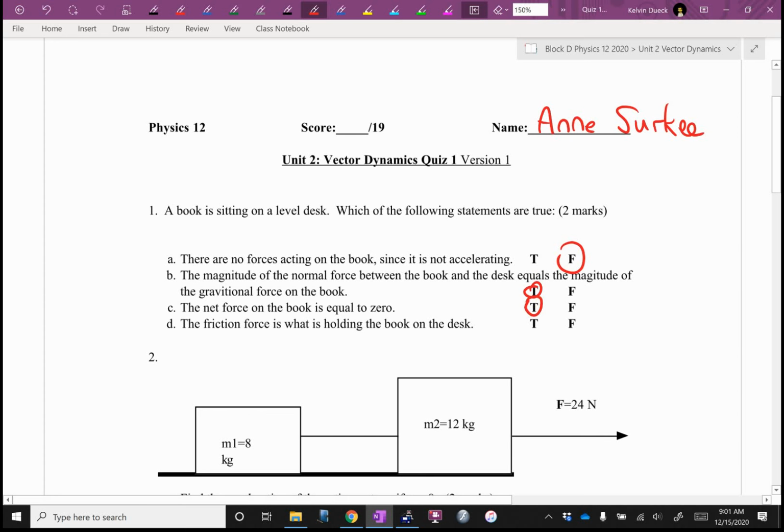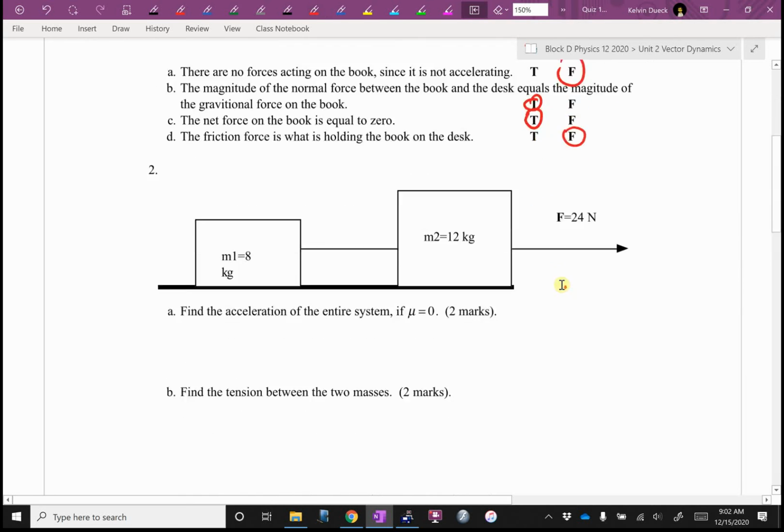D, friction is what's holding the book on the desk. I think as long as the desk is flat, it could be made of ice and the book will still stay there. Yes? So I think false. I like that.